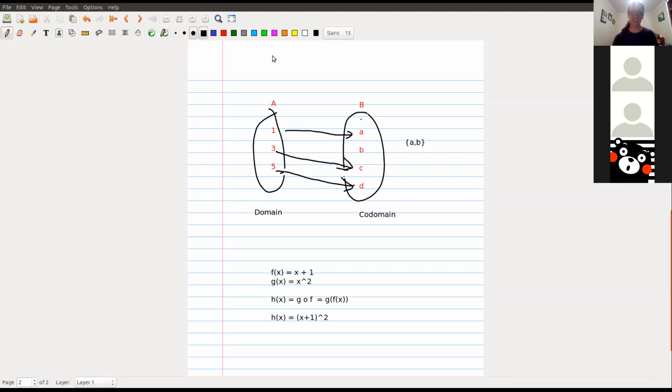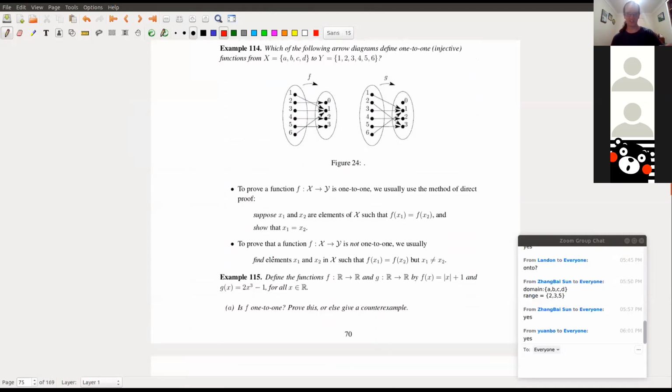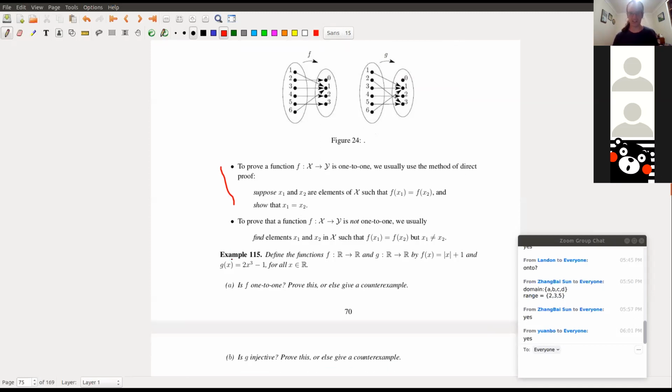So, next concept. Again, just really quickly note: if you've got a proof that says for all, you either show it or show it's not. To prove it's one-to-one, you have to show it by direct proof. To show it's not, you just have to find one counterexample.